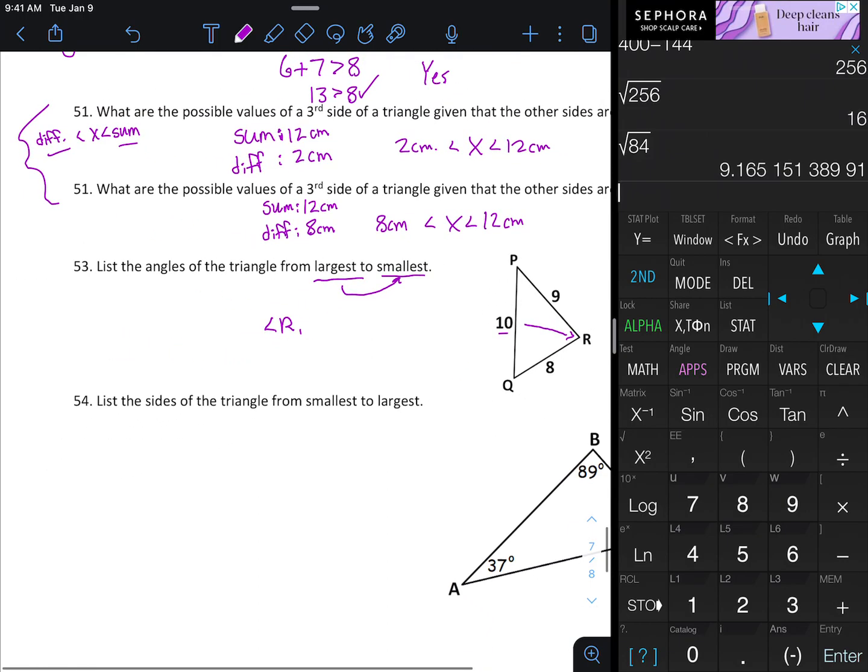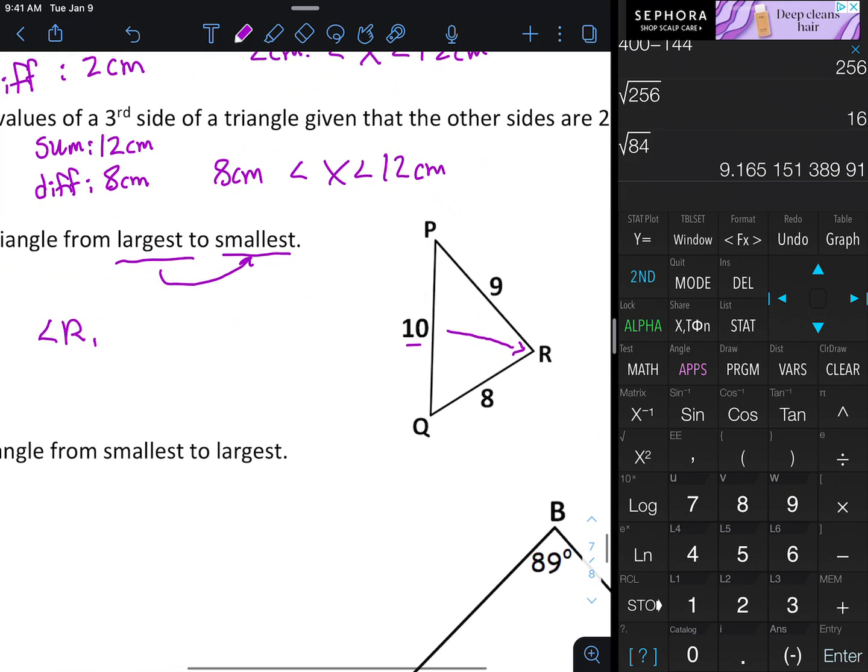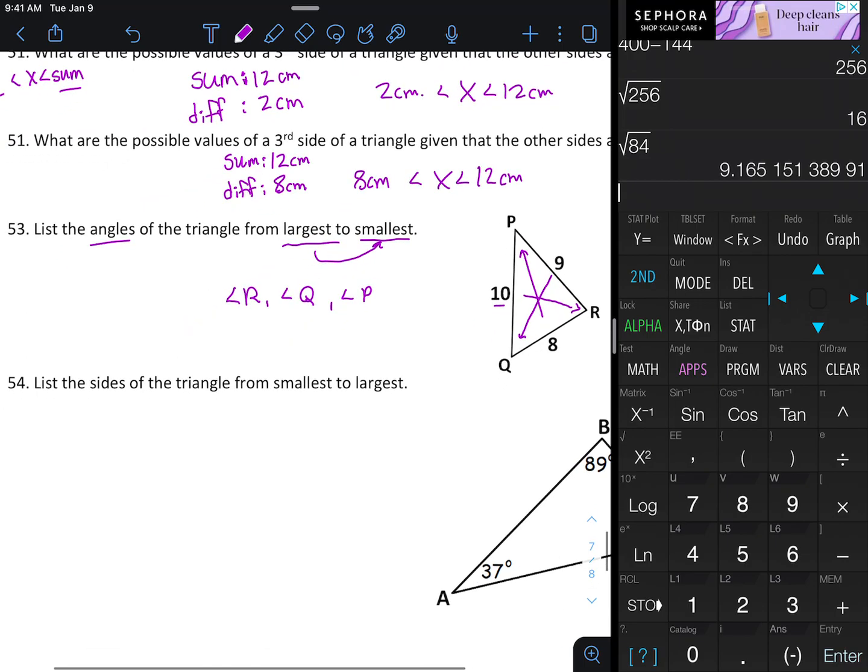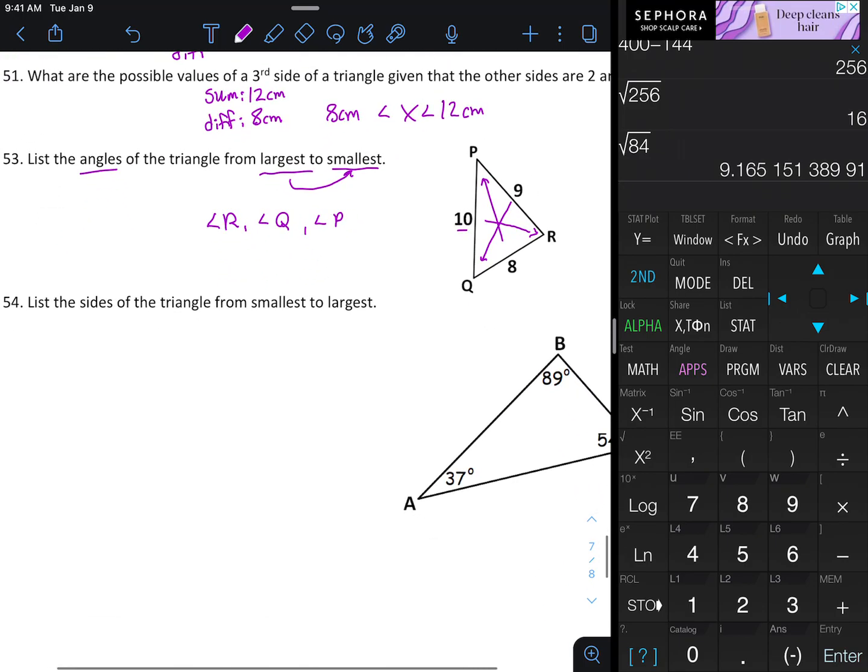And pay attention, what are they asking for? Angles. For formatting, we need one letter. Now the next largest side is 9, so the next largest angle has to be Q. And then you can, of course, finish up with angle P. So be kind of careful there. That's how you do it. Small angles are across from small sides, large angles are across from large sides.